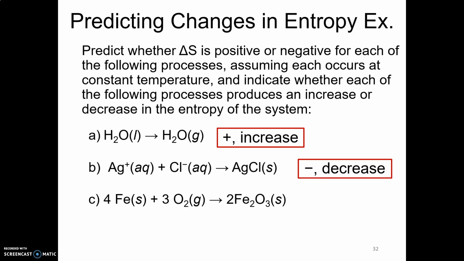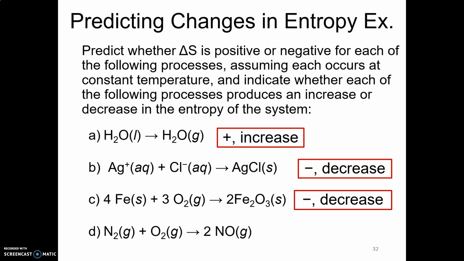4 moles of solid iron react with 3 moles of oxygen gas to generate 2 moles of an iron 3 oxide solution. Again, negative, decrease. You went from 7 moles to 2 moles. You definitely decreased, right?